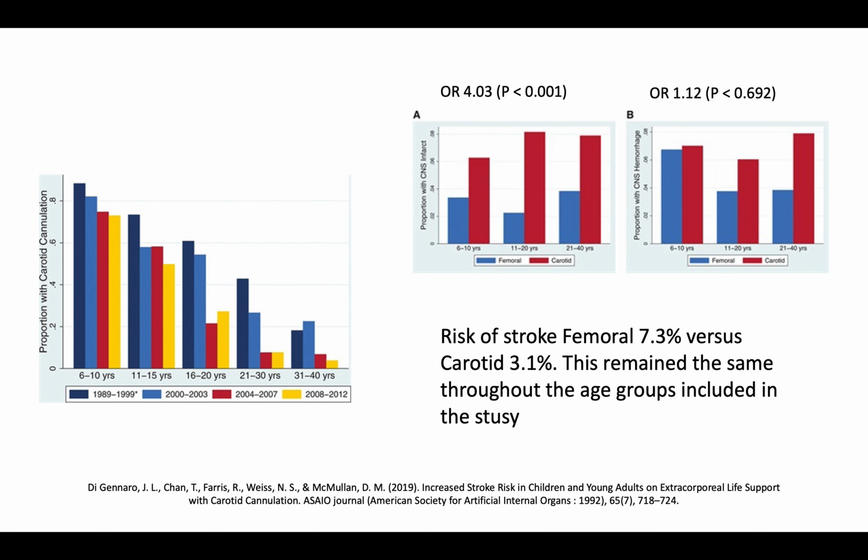In multivariate analysis, they found that the risk of stroke was higher in carotid artery cannulation with an estimated odds ratio of 4. With carotid cannulation, the risk of stroke was 7.3% versus 3.1% in femoral cannulation. This was statistically significant. Interestingly, the risk did not change between the age groups. No difference was found in the risk of intracranial hemorrhage between the cannulation sites.